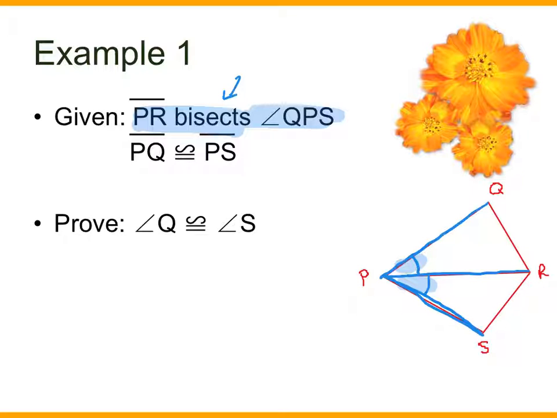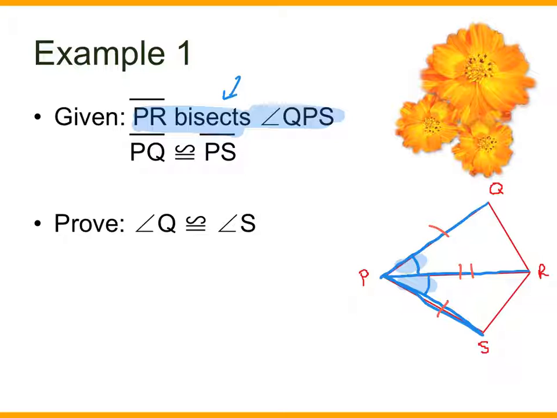And they told me that PQ is congruent to PS. Here is PQ and PS. Anything else we know about this triangle? Perfect. PR is congruent to PR. Are these triangles congruent? Yes. Why? Give me side angle side. That's exactly what I'm saying.